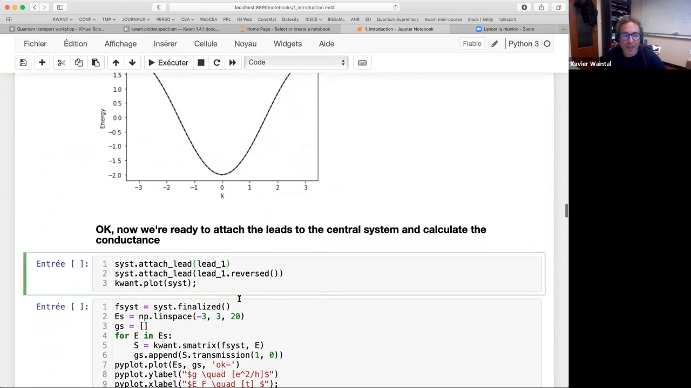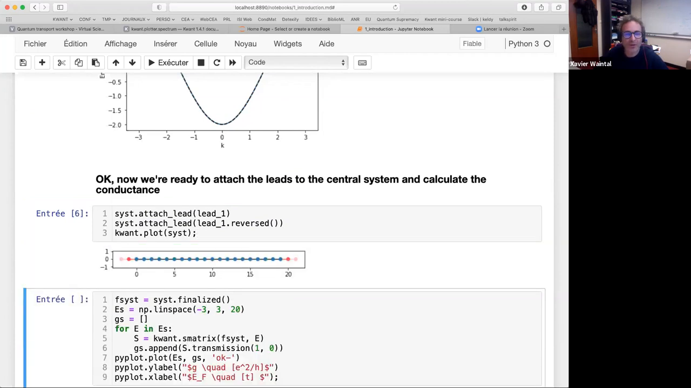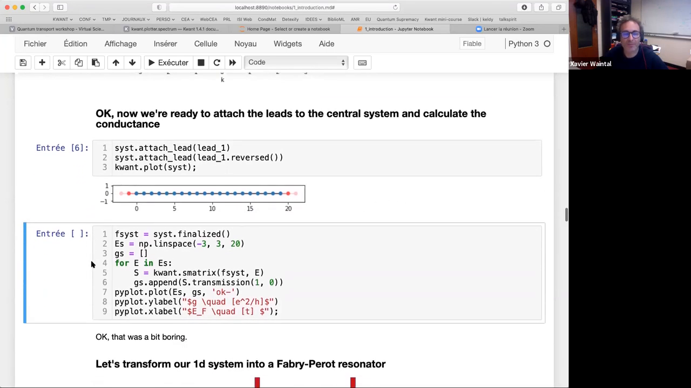Now we can attach the leads, using system.attach_lead, and also lead.reversed. So this is a nice trick to have two leads with one. It will essentially create one lead and then reverse it, with the opposite symmetry, and attach it also. And now if I plot the system, you see that I have these red things and these shaded red things that correspond to the infinite system that has now been attached. So now the system is officially infinite. It continues all the way to infinity on the right and all the way to infinity on the left.